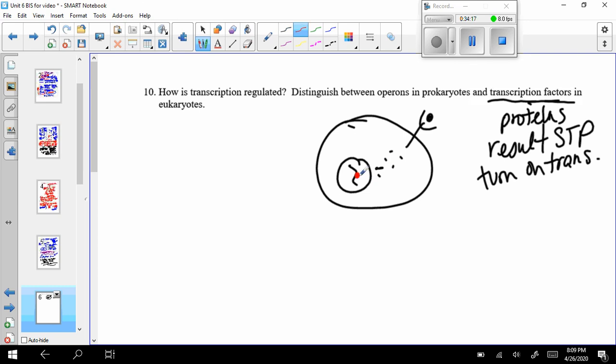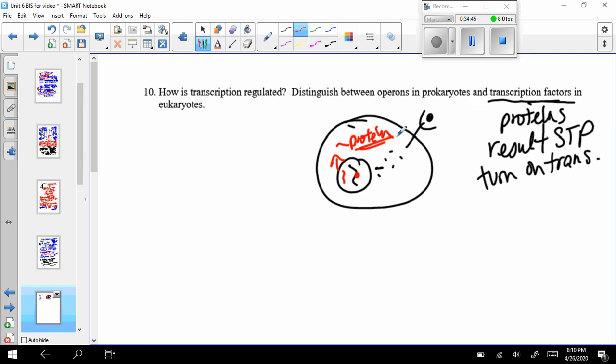The transcription factor binds to a very specific gene on a very specific chromosome. That makes a piece of messenger RNA by the process of transcription, and that gets a cap and tail, and it gets spliced, and it leaves the nucleus through a little pore, and it goes to a ribosome, and it is eventually going to build a protein. So that is how transcription is regulated if your cell is a eukaryotic cell.